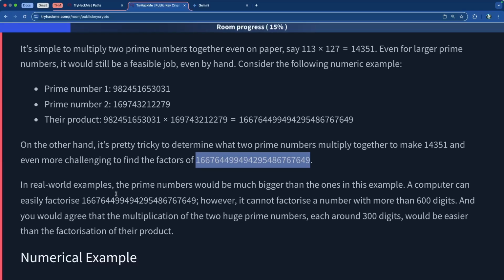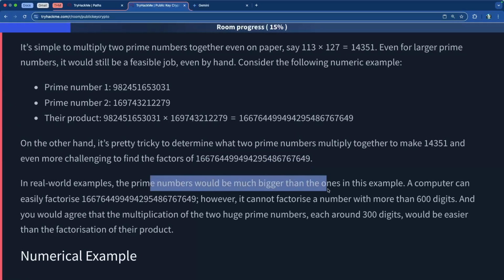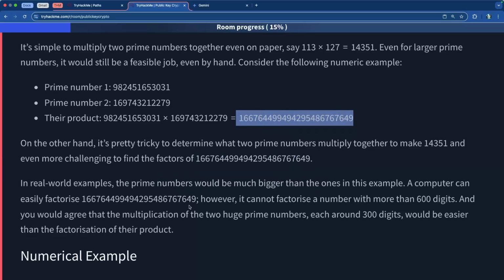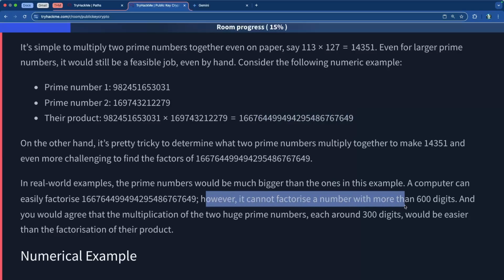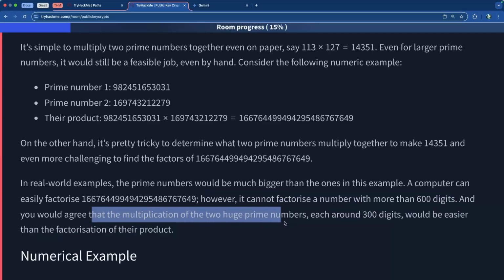So in a real world example, the prime numbers would be much bigger than the ones that we see right here. A computer can easily factorize this. However, it cannot factorize a number with more than 600 digits. Quantum computer can, current level of computer cannot. And you would agree that the multiplication of two huge prime numbers, each around 300 digits, would be easier than the factorization of their product, right?